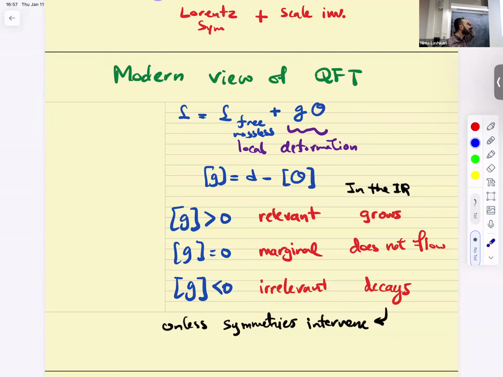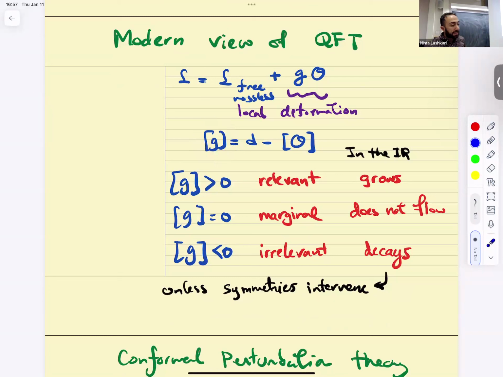When you hear a statement, this theory is trivial in the UV, it means that in the UV, it's a free theory deformed. So in this sense, all the theories that we're discussing in renormalized perturbation theory in this course are trivial in the UV. Now, the dimensional analysis tells you that the dimensionality of g is D minus dimensionality of O.